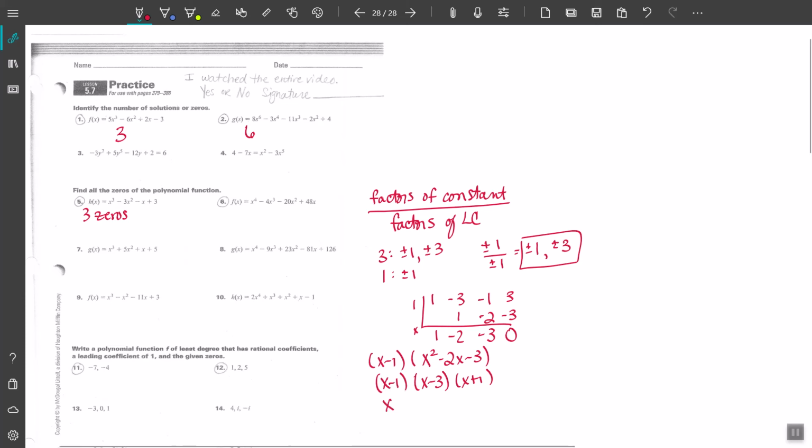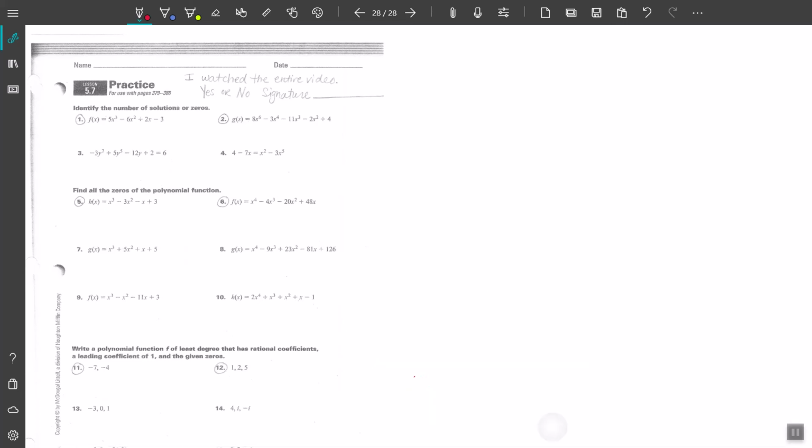Set each of those equal to 0, and when we do that, we'll end up with those three solutions. So that checks out. We have 3 solutions, which is what we determined initially, and they all fall within these 4 options right here. Same thing with number 6.